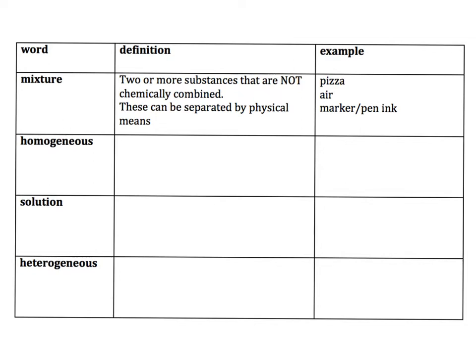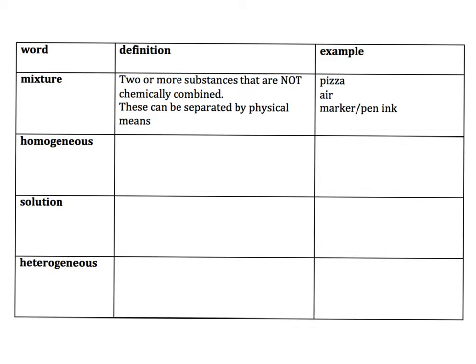The first definition, mixture. A mixture is 2 or more substances that are not chemically combined. These can be separated by physical means. Physical means that I can actually pull these things apart. I can filter the different parts of the mixture off. I can evaporate something off of the mixture. I can separate it so it's not chemically combined like a molecule. Water, I cannot pull the oxygen atom away from the hydrogen atom.